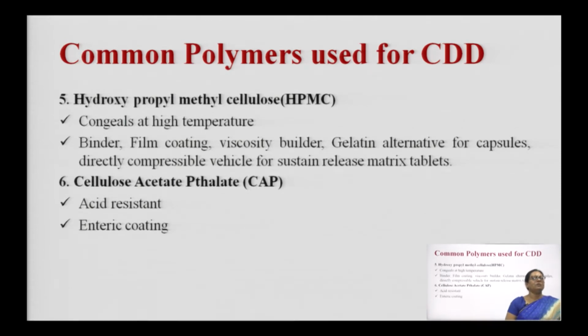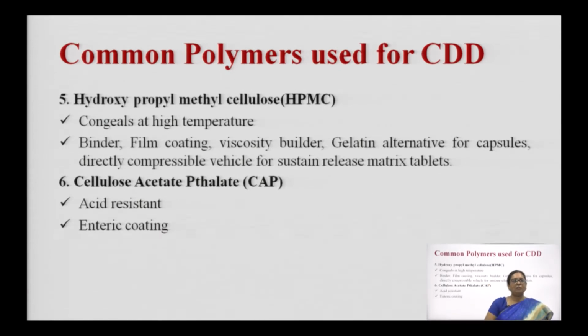Another polymer in this category is hydroxypropyl methyl cellulose. This has the specialized property that it congeals at high temperature, because of which it has been used as binding agent, as a film coating agent, as a viscosity builder, particularly useful in liquid preparations or dispersed systems.